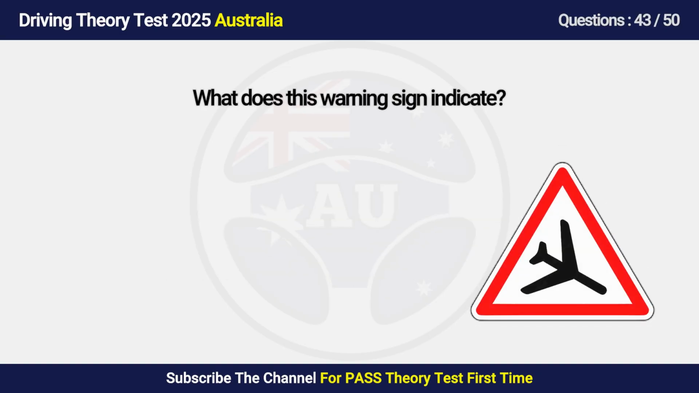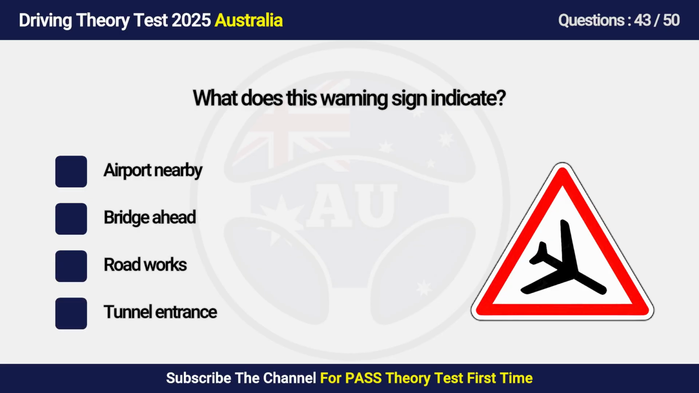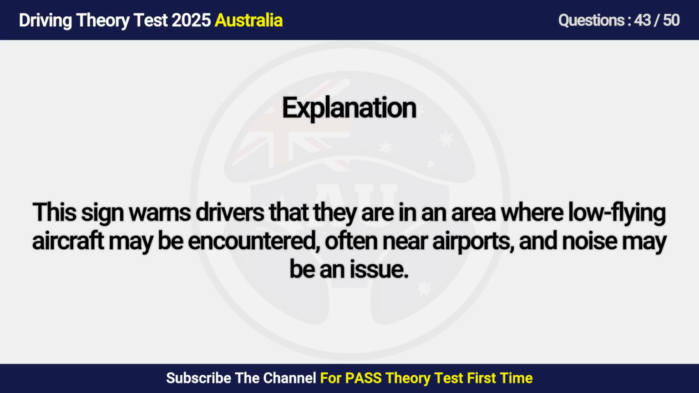Question 43. What does this warning sign indicate? A. Airport nearby. B. Bridge ahead. C. Road works. D. Tunnel entrance. Answer is A. Airport nearby. This sign warns drivers that they are in an area where low-flying aircraft may be encountered, often near airports, and noise may be an issue.